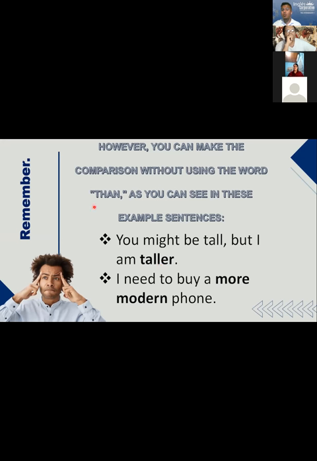As you can see here, we are not using the word than, even though we are making a comparison between you and someone else. Let's see example number two. I need to buy a more modern phone. Necesito comprar un teléfono más moderno. So, as you can see, we are making a comparison, but we are not using the word than. Do you have the idea why we're not using the word than?